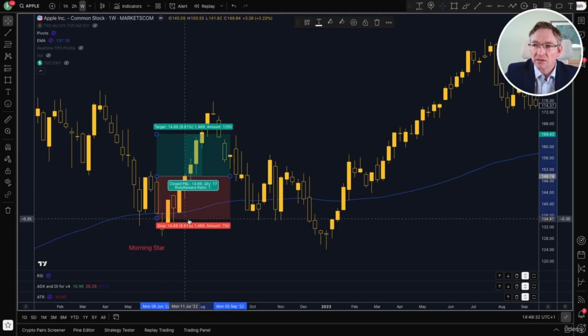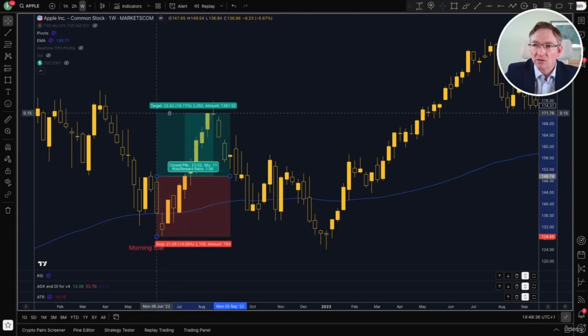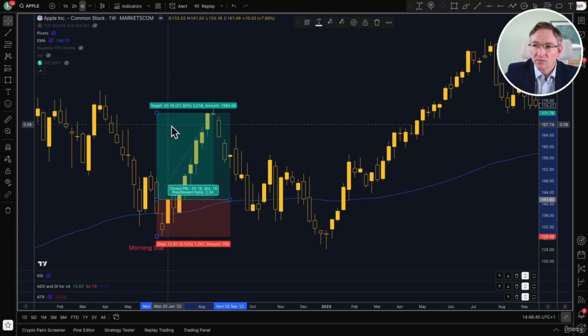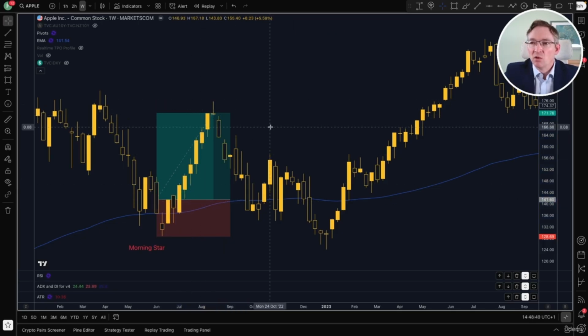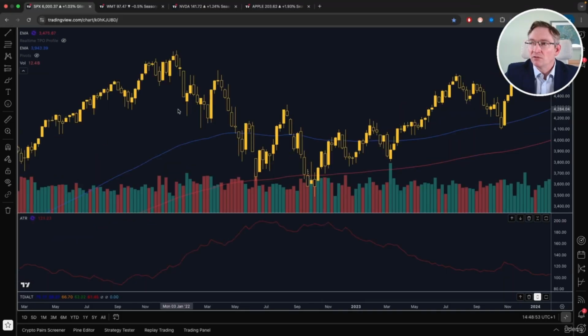So it would be like this. That would be one option. And then you could target just the overhead resistance. That, or a more aggressive entry would be here, with stops just under there, looking for a move up to that level. So that's the morning star. The evening star is just exactly the same, but in reverse.